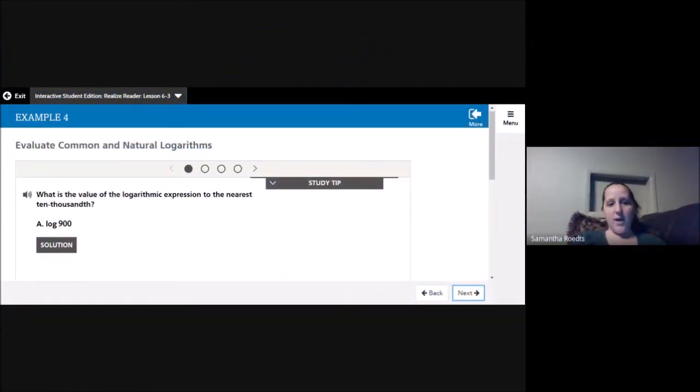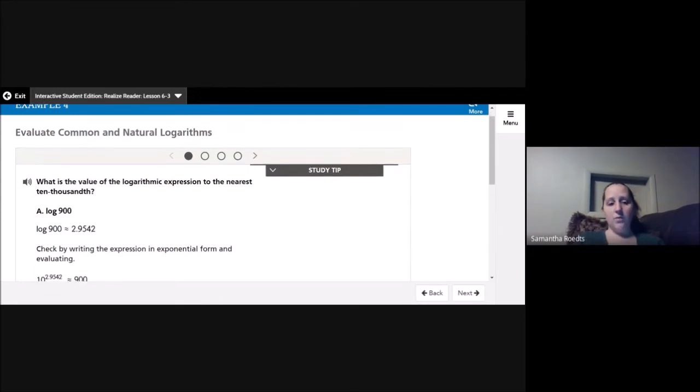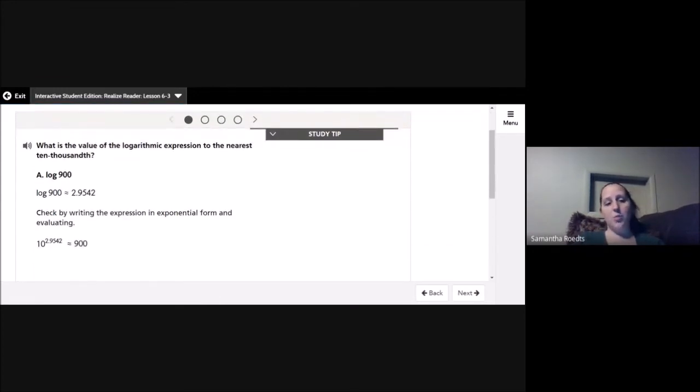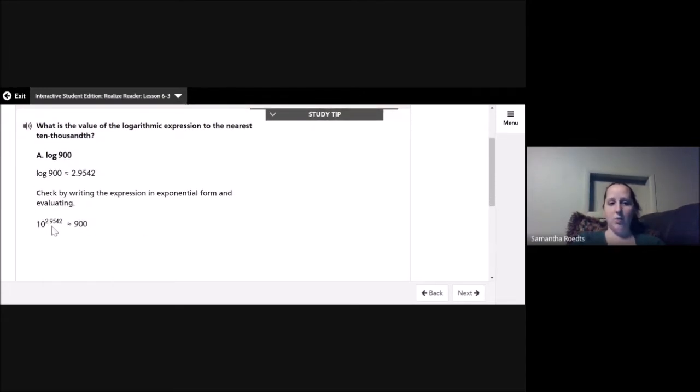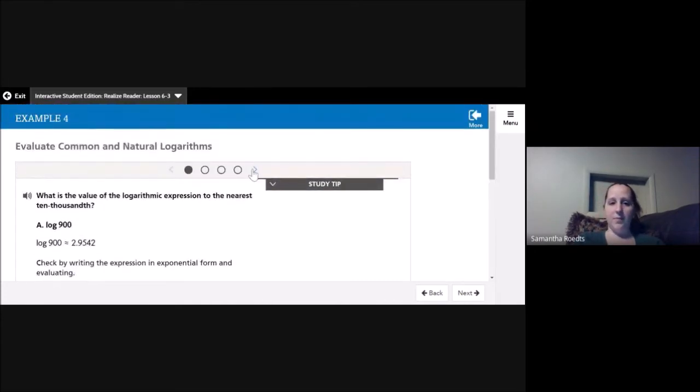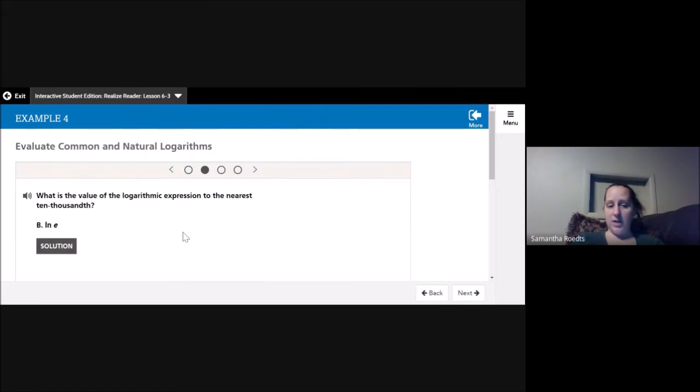Example 4, evaluate common and natural logarithms. What is the value of the logarithmic expression to the nearest 10,000ths? So I have log 900. Again, you want to remember that this is base 10. It's implied that it's base 10. So log of 900 is approximately 2.9542. I can check by writing the expression in exponential form and evaluating. So 10 to the 2.9542 is approximately 900. Okay, you can use calculators for these.